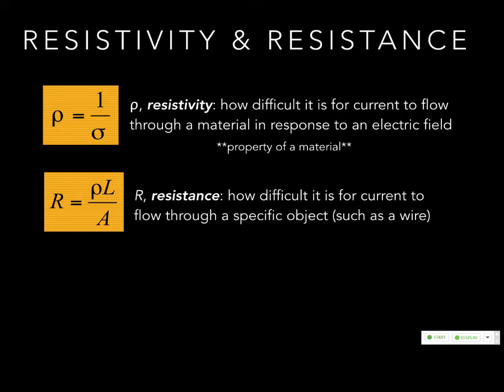So resistance is how difficult it is for current to flow through a specific object. Okay, so resistivity is a material property. Things with high resistivity versus things with low resistivity, that's just by material.